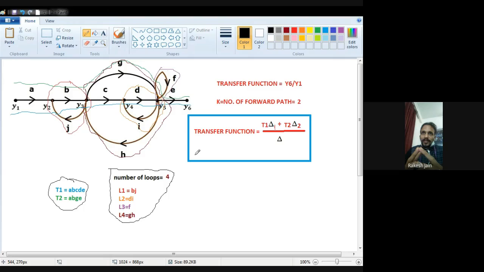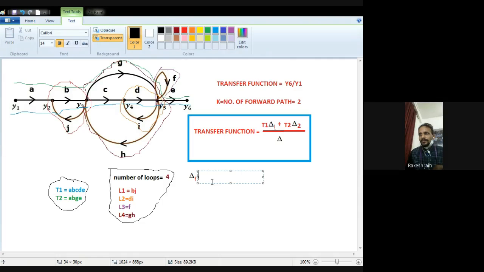Now the last one, the brown color circulation I mention in front of you. So what is the loop gain there? I start from y3, then G, then reach at y5, again reach at y3 without repeating any branch. So G and H in between there. So GH. So these are four loops. I find out here the four loops in this question.